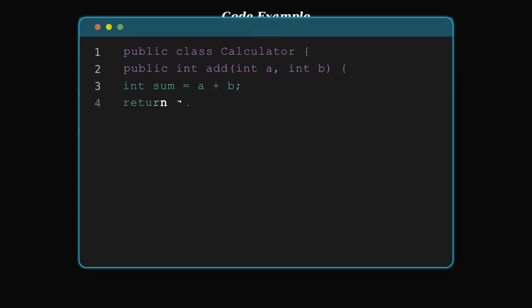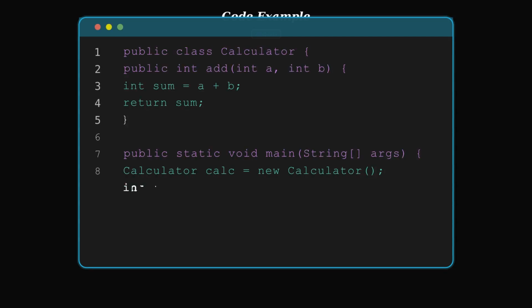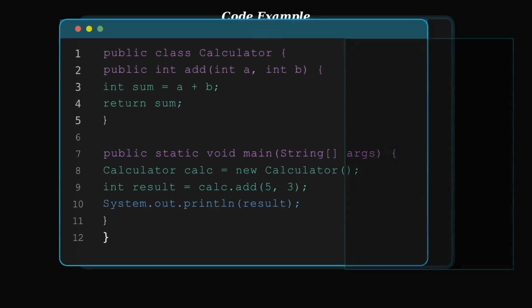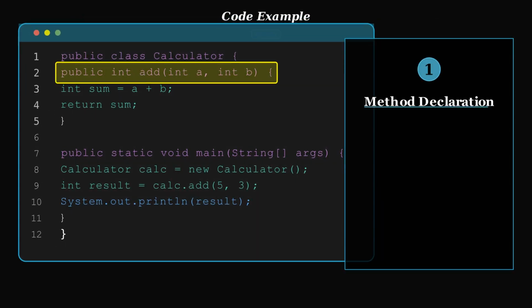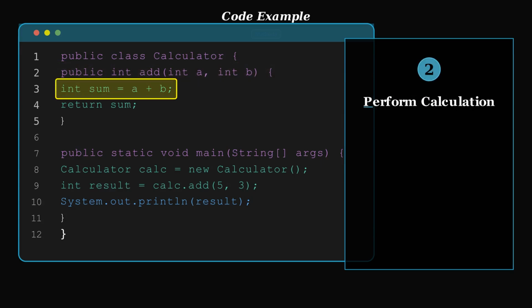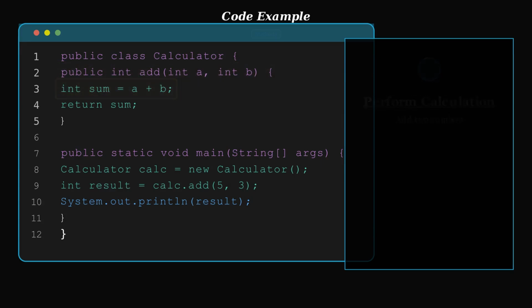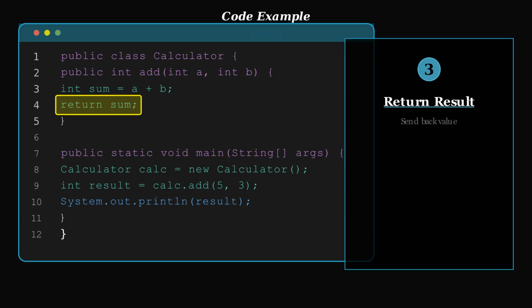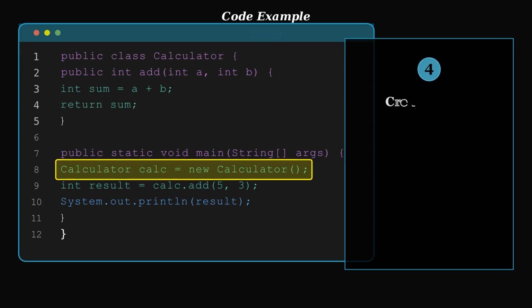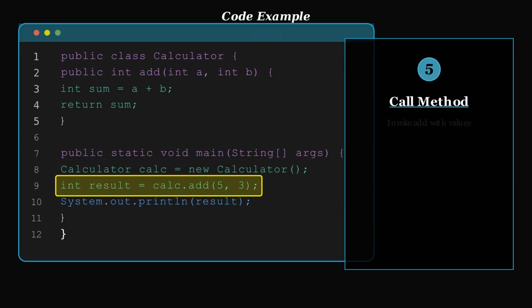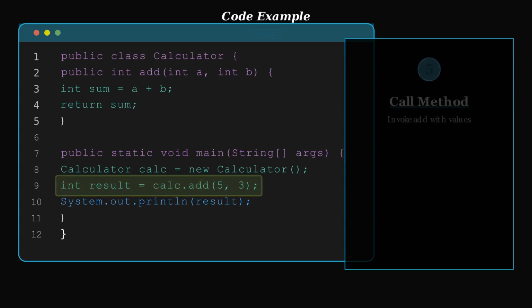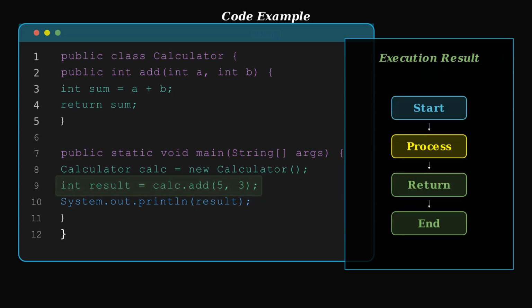Let's see how to implement methods in code. Here is the implementation. Method declaration. Define add method. Perform calculation. Add two numbers. Return result. Send back value. Create object. Instantiate calculator. Call method. Invoke add with values. Now let's see the output of this code.